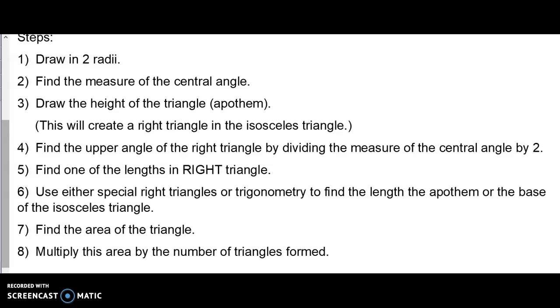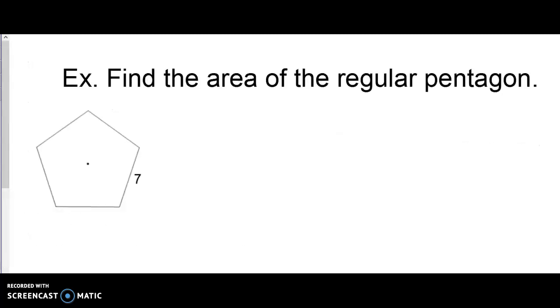Okay, the first one, let's take a look here. Suppose I want to find the area of a regular pentagon. All right, so I've got my regular pentagon here. I know that the side length is 7 right here. I'm going to use that to find the area of this pentagon. So the first thing I need to do is, well, I know I'm finding the area of a triangle, so I need to draw a triangle in here by drawing 2 radii in. I'm going to draw one from here to here, and one from there to there.